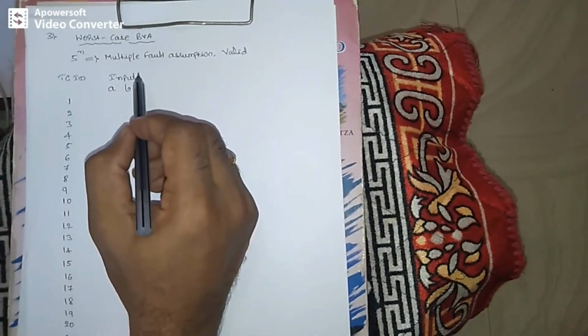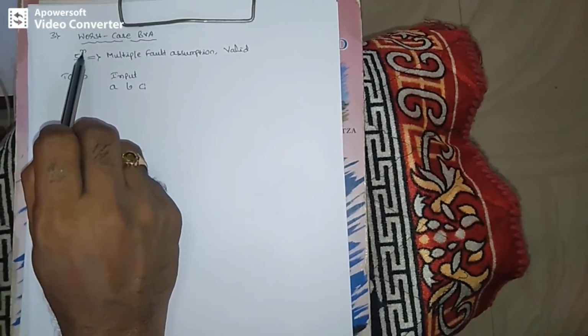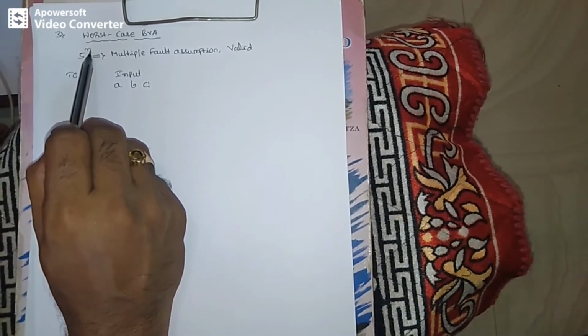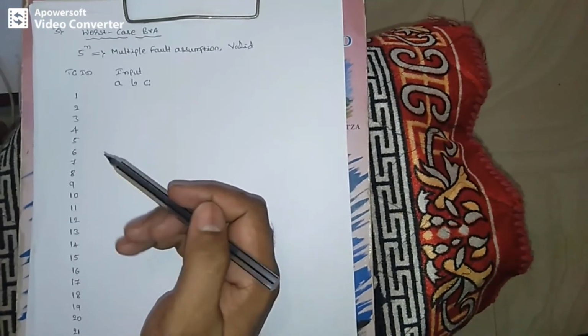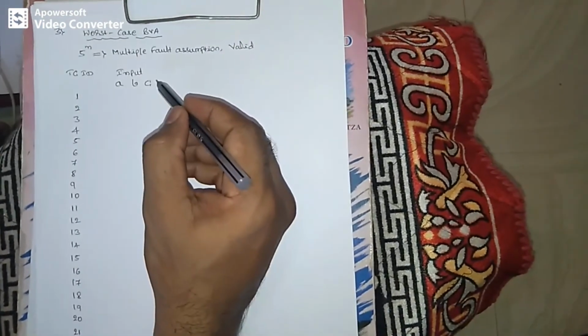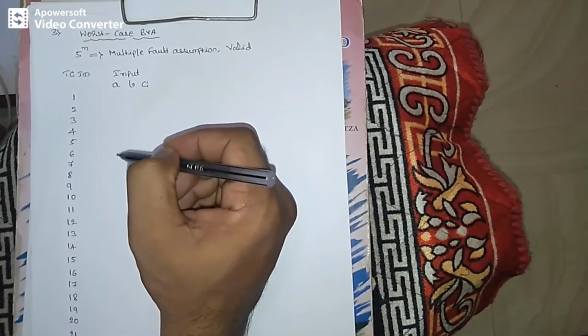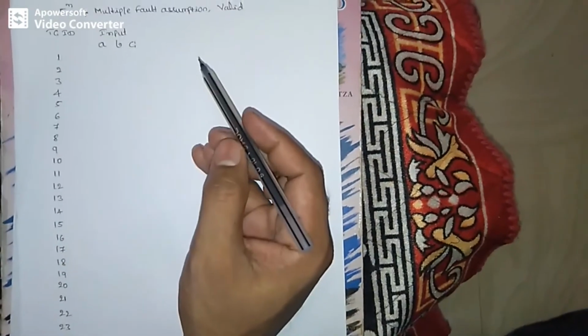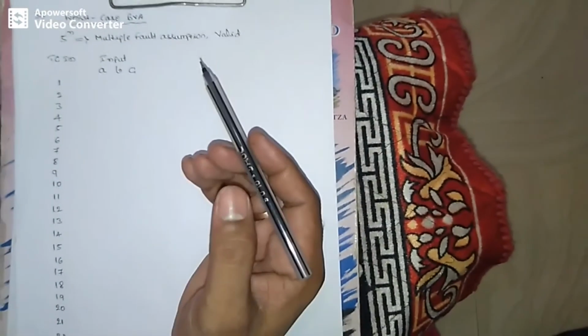So now, how to write the test cases? For example, for the triangle problem with 3 inputs, 5 to the power of n means 5 to the power of 3, so in total 125 test cases we have to write. But I'm not going to write all 125 test cases. I will write the first 25 test cases, and then I will tell you how to write the remaining test cases. You can write them and test them.